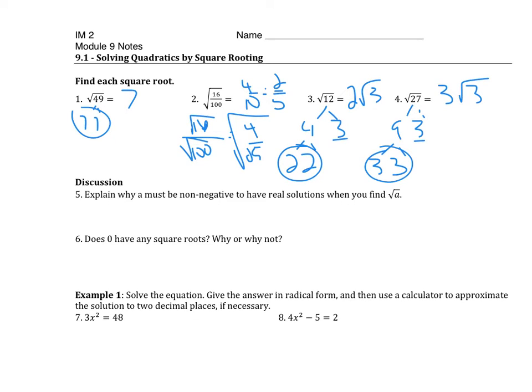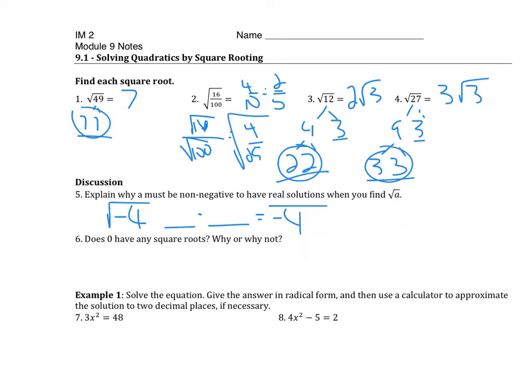All right, discussion. Explain why A must be non-negative to have real solutions when you find square root of A. So as we think about this, if we had the square root of, say, -4, what two numbers would you multiply together to get -4? Remember, in order to have it, they have to be the same pair. So we have 2 7s there. We have 2 2s there. We have 3 3s there. So what two numbers would you multiply that equal -4?